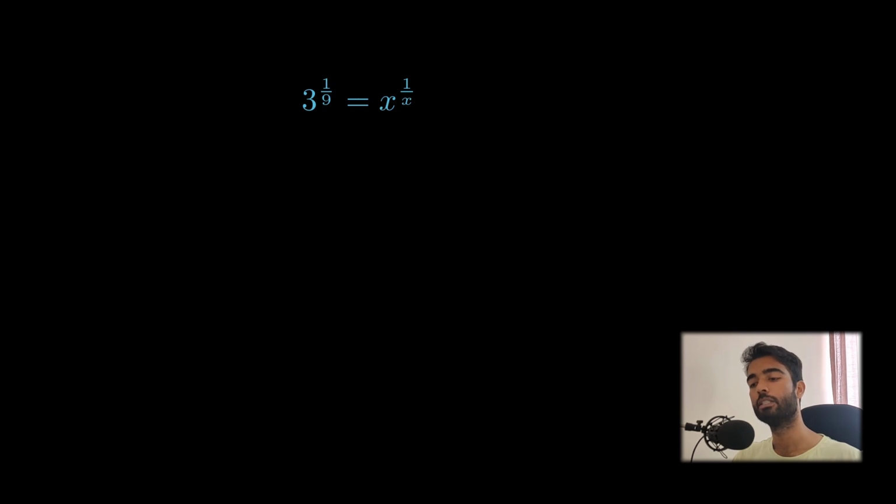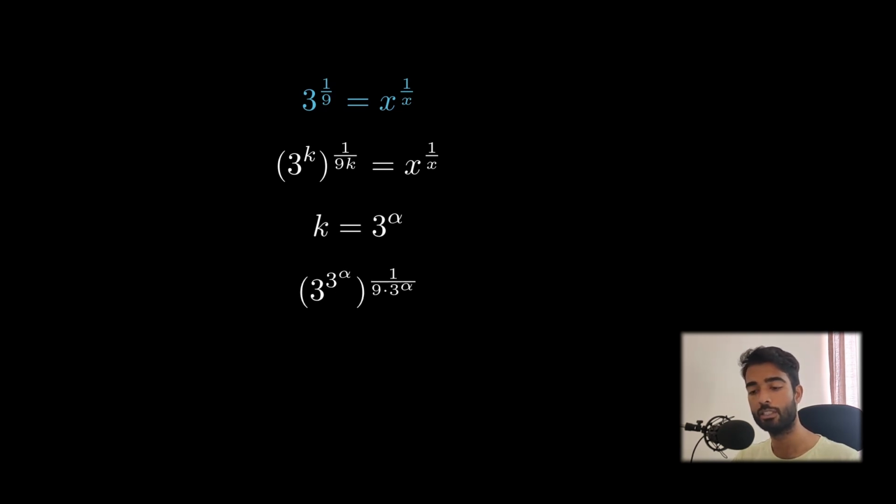Now we need something of the form a to the power 1 by a, and in order to do so we raise 3 to some power k and multiply k with the denominator of the exponent to neutralize. On careful observation, we see that k has to be some power of 3, so we write it as 3 to the power alpha. And the expression becomes 3 raised to the power 3 to the power alpha, raised to the power 1 by 9 times 3 to the power alpha.